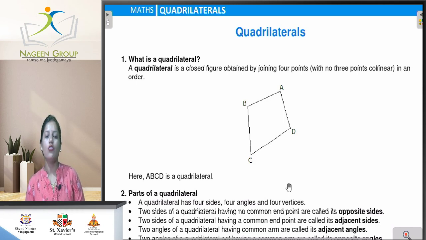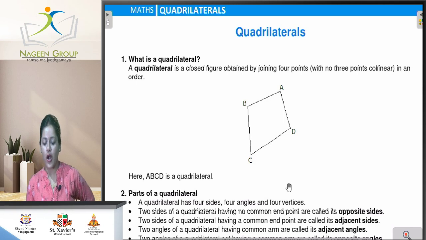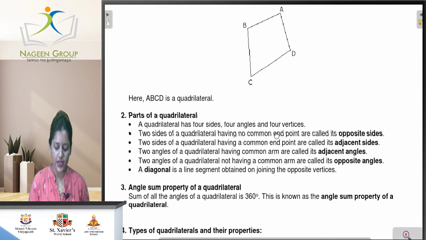What is a quadrilateral? A quadrilateral is a closed figure obtained by joining 4 points, with no 3 points collinear, in an order. Here the diagram of a quadrilateral is made, which shows points enclosed in a closed figure, with no 3 points collinear. Collinear means lying in a single line. Here ABCD is a quadrilateral.